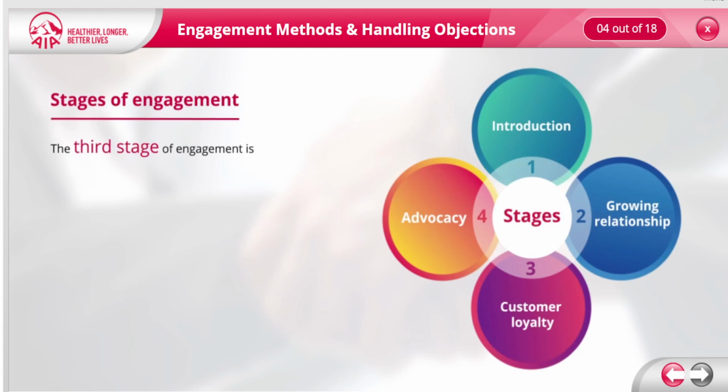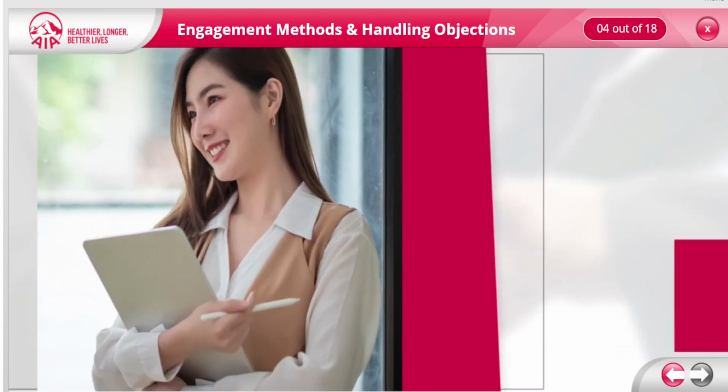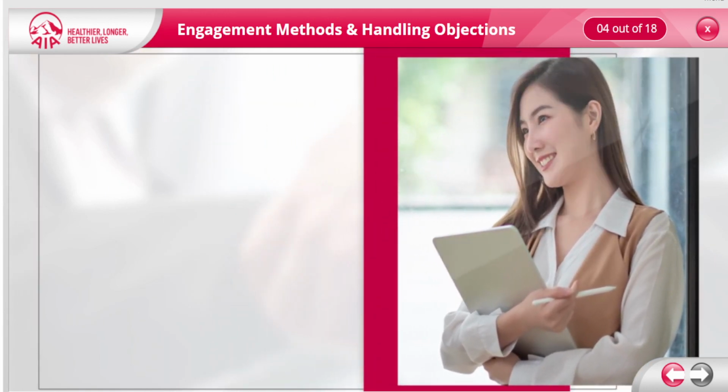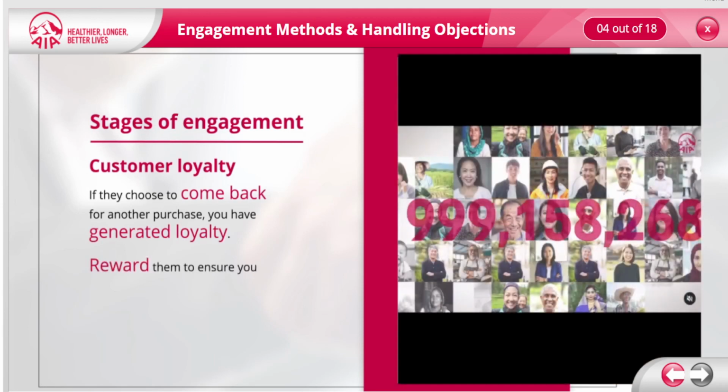The third stage of engagement is customer loyalty. After the relationship has grown for some time and your customer has made a purchase, enjoyed the experience, and chosen to come back for another purchase or other advice, you have generated loyalty. During this stage, it is most important to ensure you continue to make that loyalty worthwhile. Reward them with knowledge, information, attention, and the opportunity to take advantage of available new products.